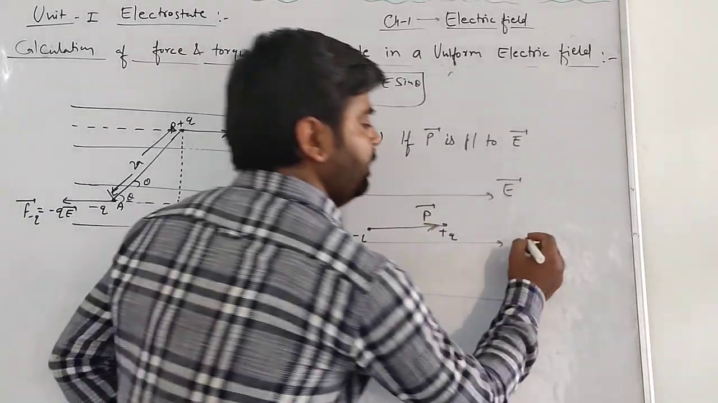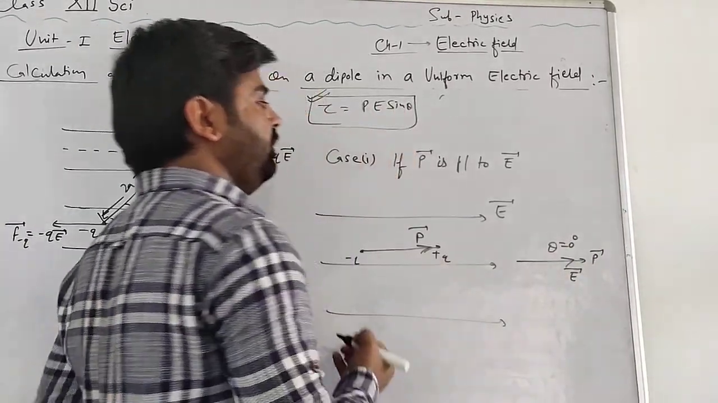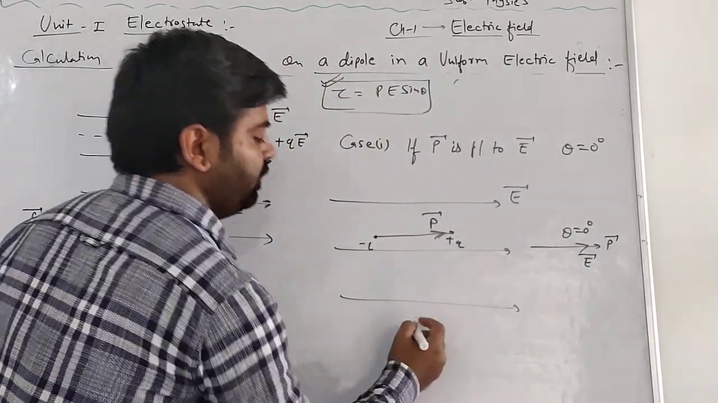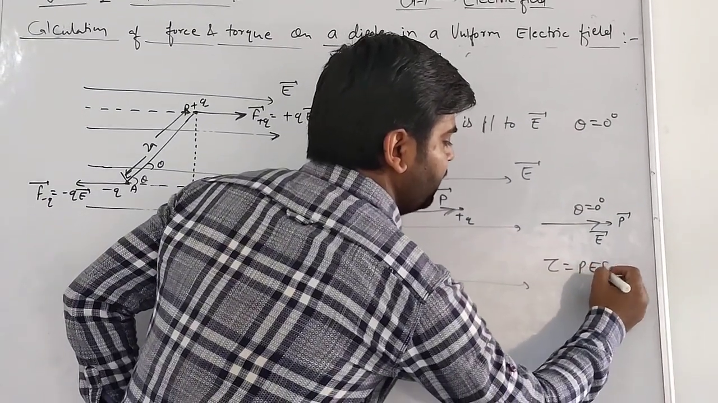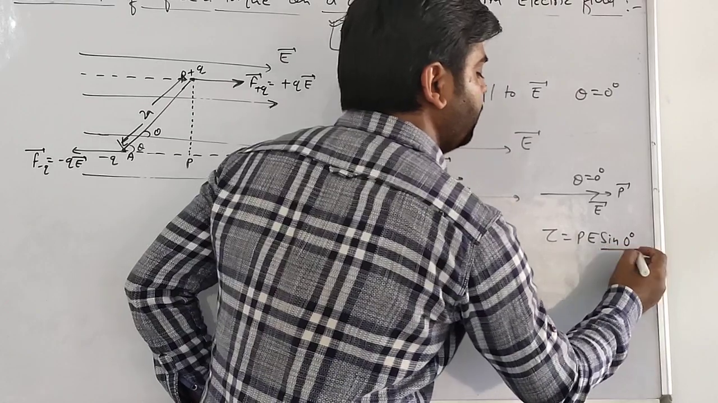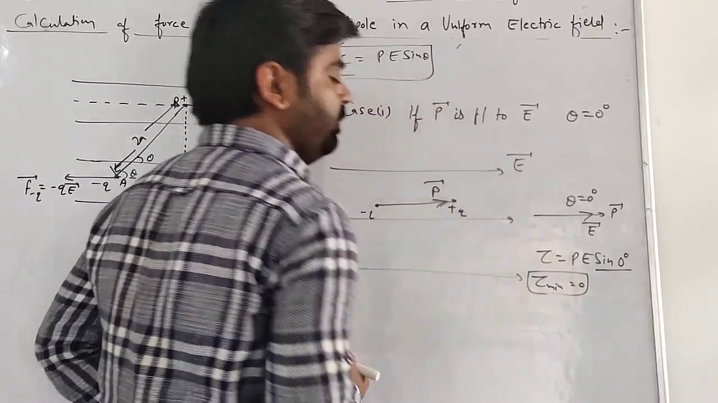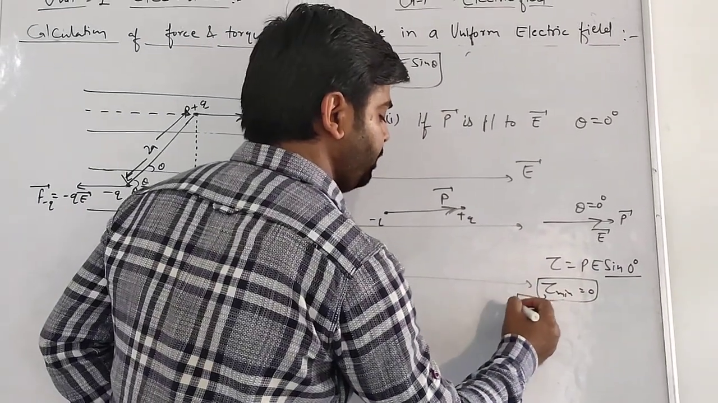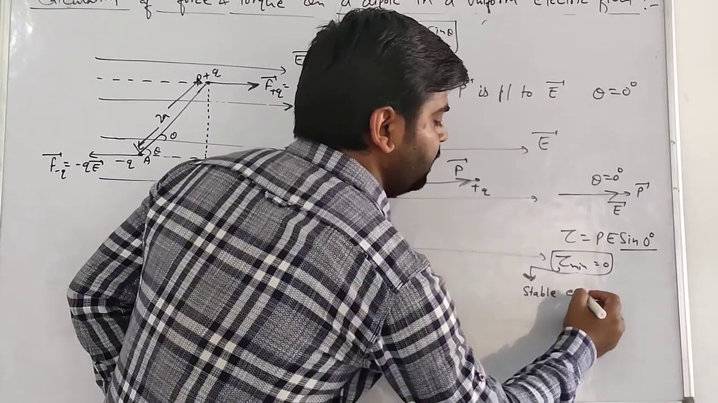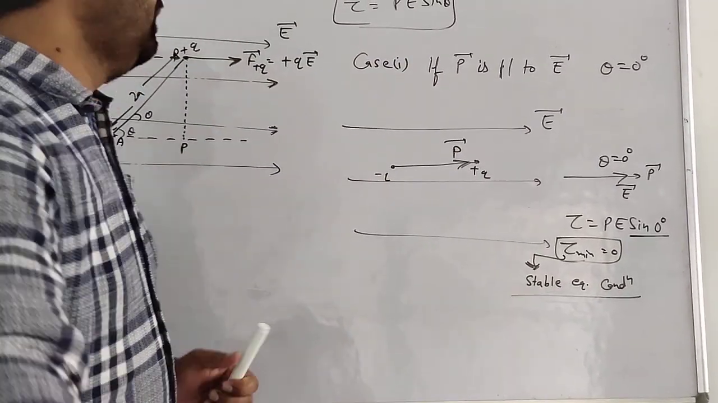So P vector and E vector both are in the same direction, so theta is 0 degree. Tau is equal to PE sin theta. What is the value of theta? Theta value is 0 degree and the value of sin 0 is 0. So we obtain tau minimum, which value is 0. And this is called stable equilibrium condition.